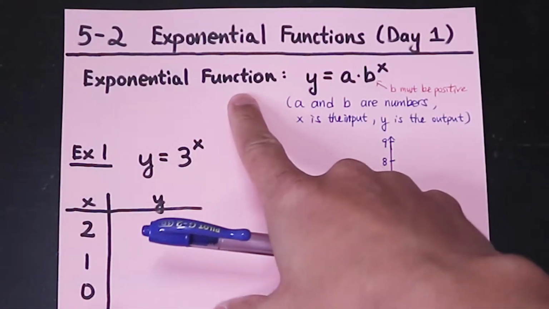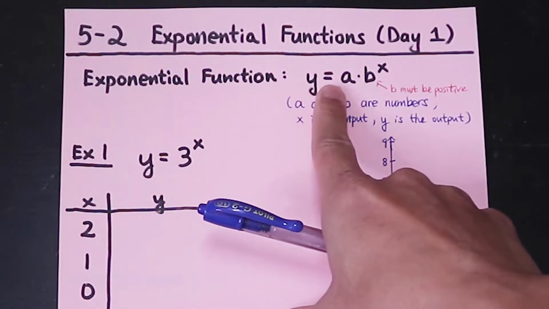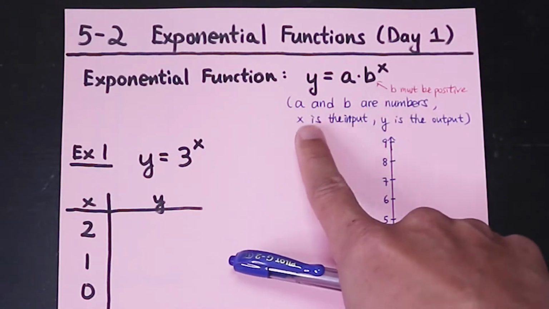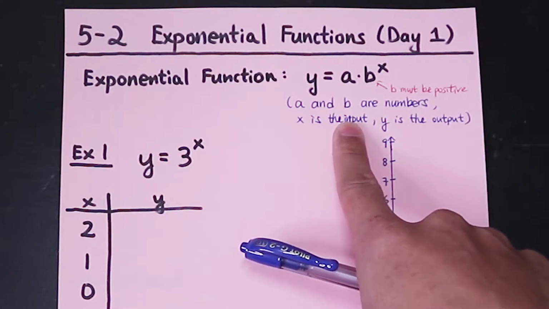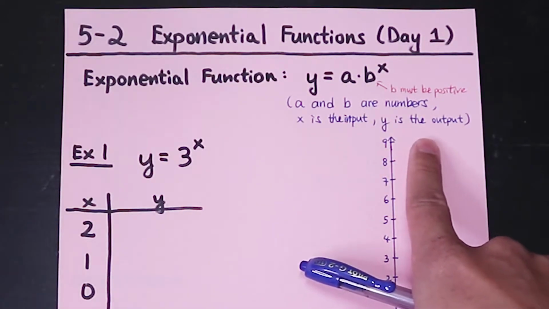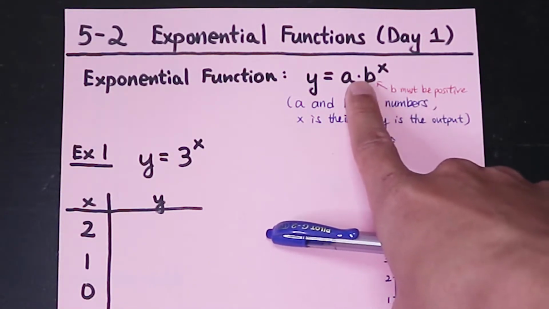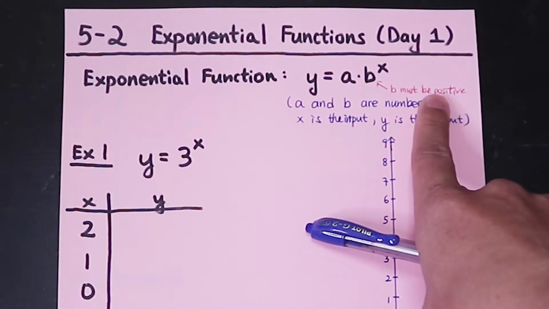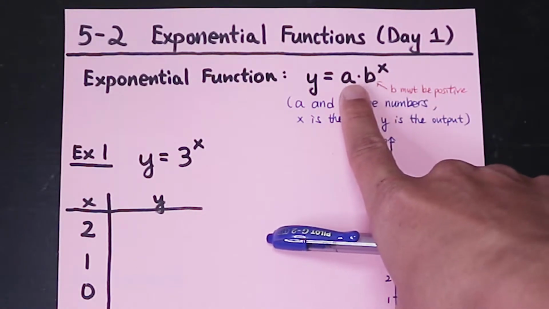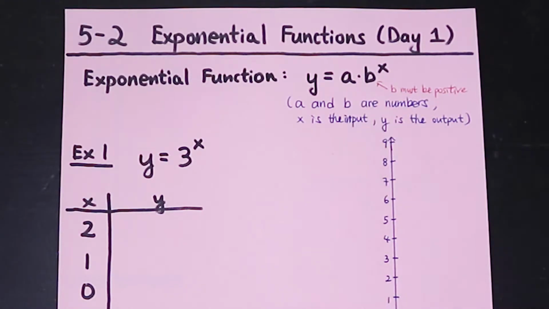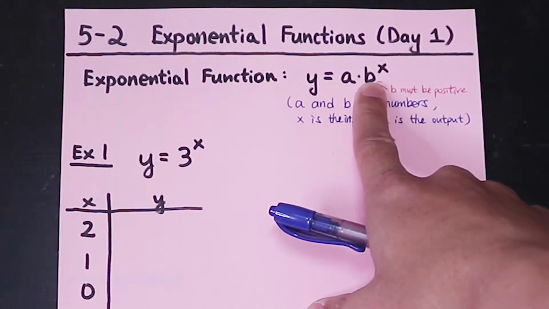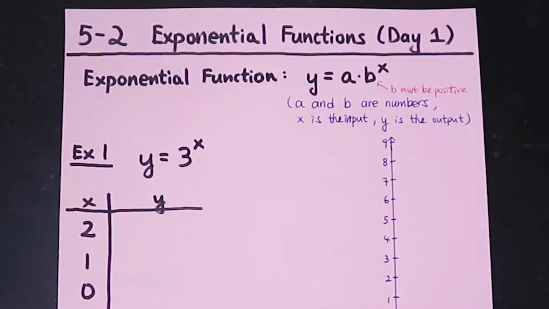So an exponential function is always in the form y equals a times b to the x power, where a and b are numbers. X is the input, or the independent variable, and y is the output, which is the dependent variable. And in this exponential function, your value of b is always positive. It's never negative. And the number a could be any sign. It could be positive, negative, fractions, things like that. And of course, b could be a fraction as well. But b has to be positive.